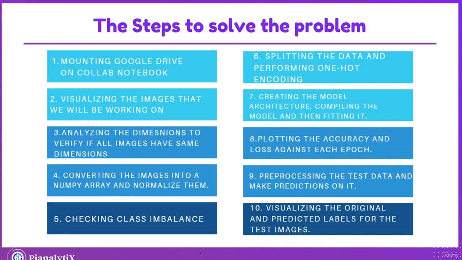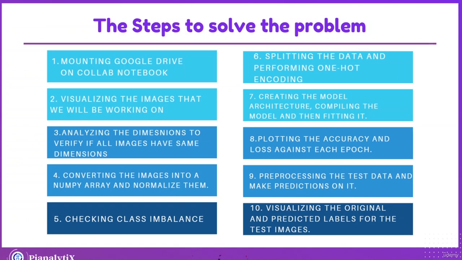We will visualize the images that we will be working on. After that, we will analyze the dimensions to verify if all the images have the same dimensions or not. The next step would be converting these images into a NumPy array and we will normalize them. After that, we will check for class imbalance, if all the classes have the same number of images or not. After that, we will split the data and perform one-hot encoding on the target data.